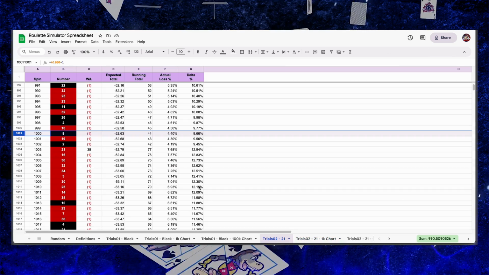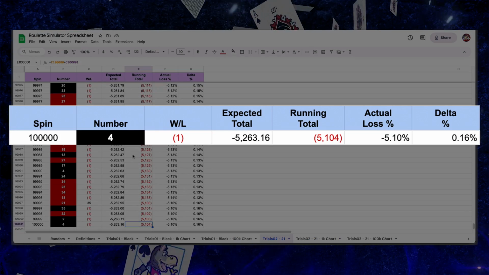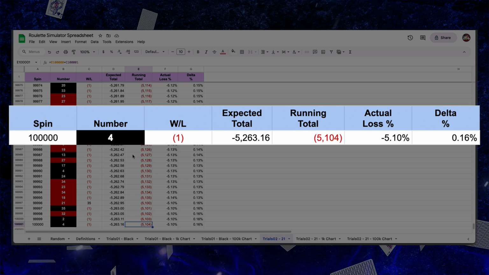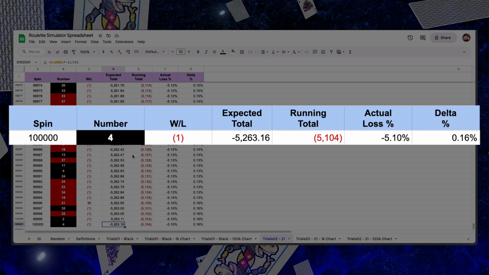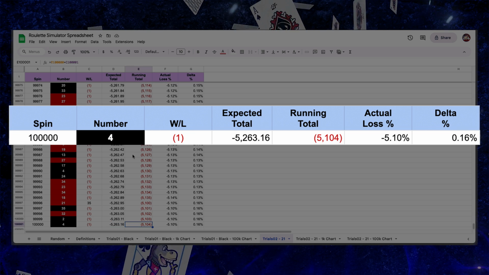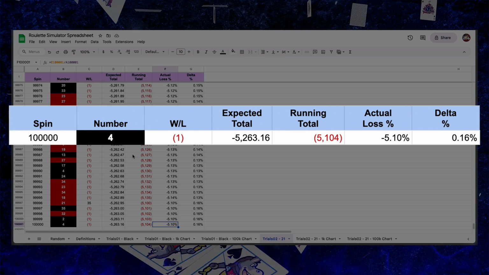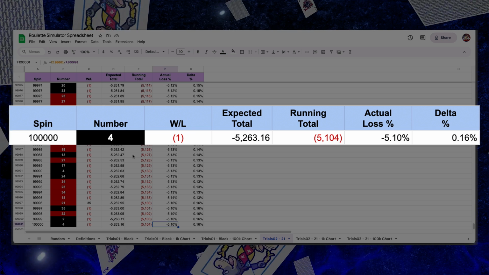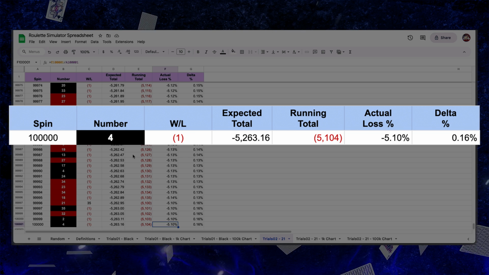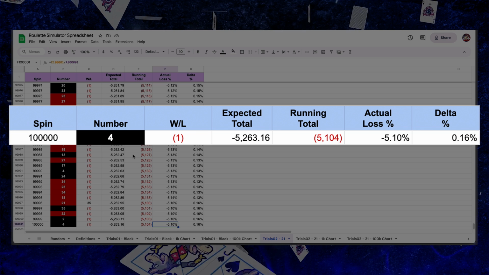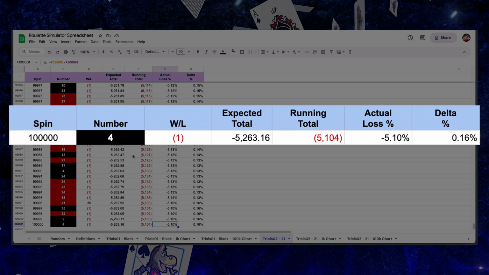Now, again, we can zoom out and we can look at the first 100,000 spins. And after 100,000 spins, we would expect to be down $5,263, but we're only down $5,100. So instead of being down 5.26%, we are down 5.1%. That's only a difference of 0.16%. So we have really started to converge toward the expected result of being down 5.26%. Again, this is a double zero wheel.